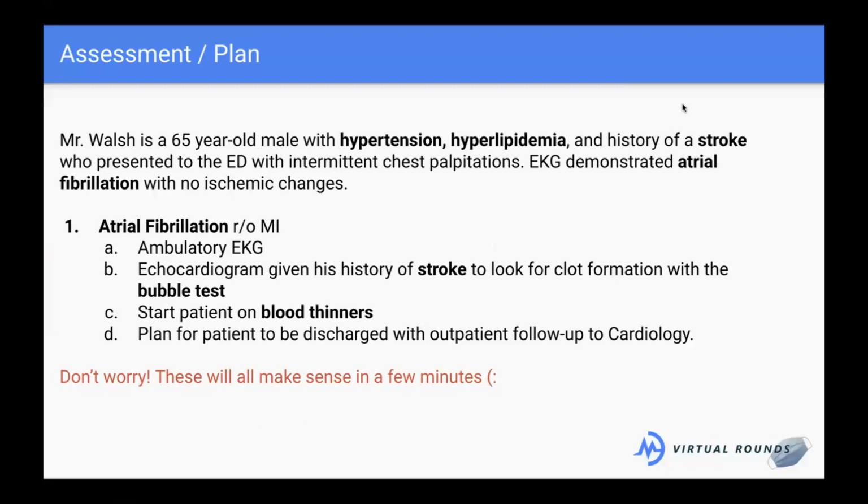So we are moving on to the assessment and plan of the SOAP note. Mr. Walsh. I learned it like this, where you give a summary statement where you put together everything that you've gotten from him, and then you develop the plan underneath it. So this is how I do it. He's a 65-year-old man with hypertension, hyperlipidemia, and a history of a stroke, which we'll talk about why that's important and why I'm putting that here later. He presented to the ED with intermittent chest palpitations. His EKG demonstrated atrial fibrillation with no ischemic changes.